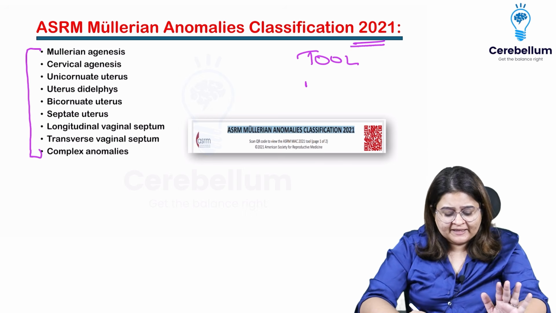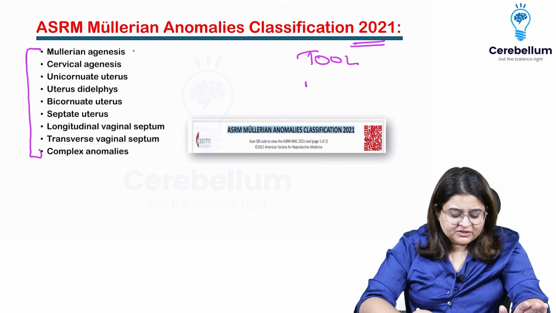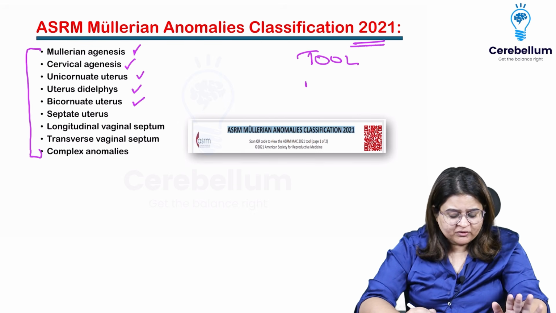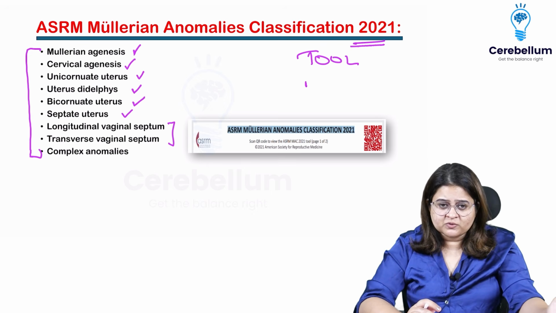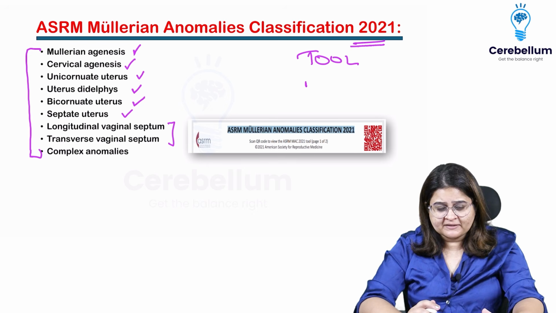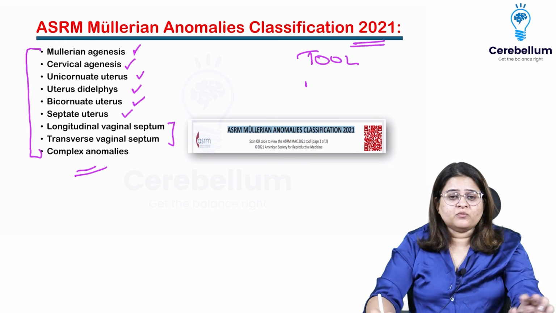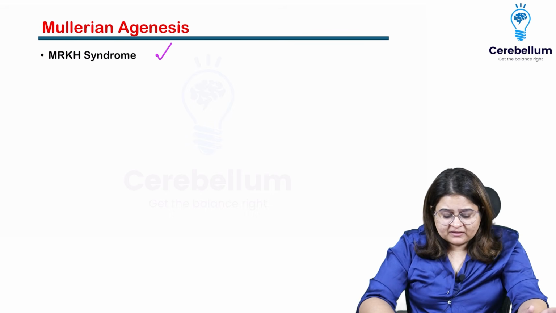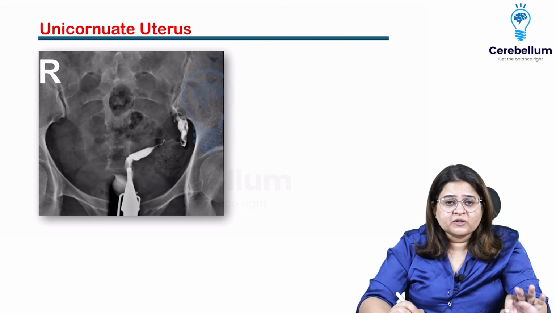So there are now 9 categories. Mullerian agenesis, cervical agenesis is separate, unicornuate, didelphys, bicornuate, septate. Then they've divided the septums. Longitudinal septum is one category, transverse septum is one category, and then complex anomalies in one category. Now, MRCOG we have discussed in detail, so I won't go there. We start with unicornuate uterus.